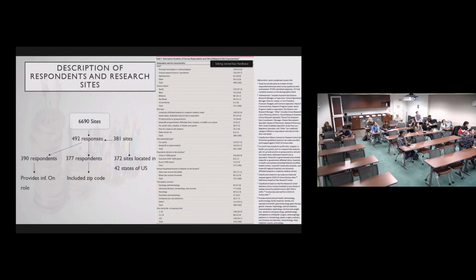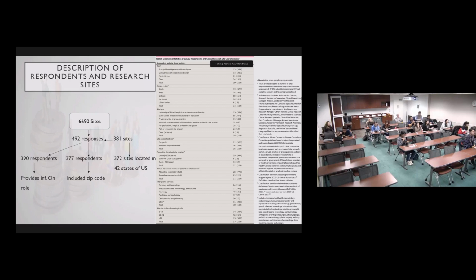So there were total 6,690 sites that participated in the survey, out of which there were 492 responses from 381 sites. And out of these 492 responses, 390 respondents provided the information on their role, whether they are principal investigators or clinical research coordinators, assistant, or any administrator. Then 377 respondents included zip code, and 372 sites out of 381 were located in 42 states of US.